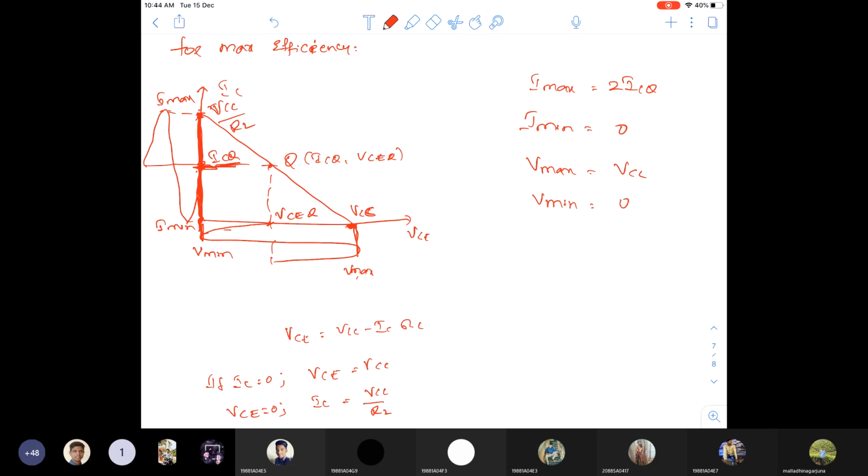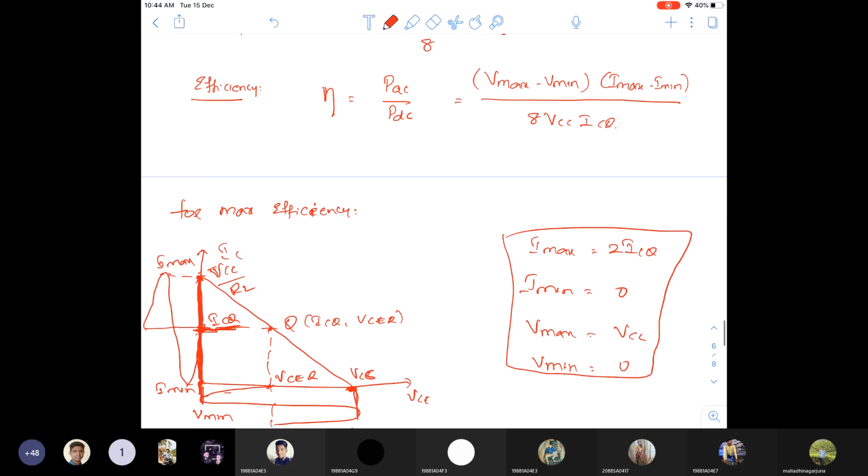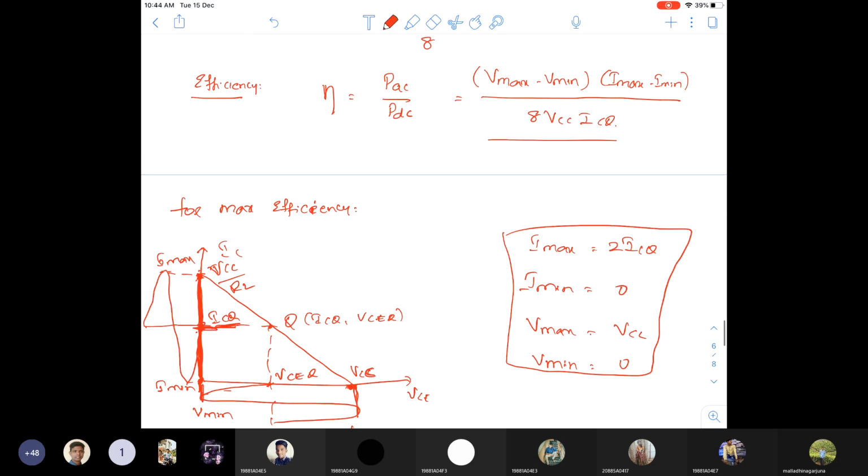Okay, so this is for maximum efficiency. These are the 4 things. Now we substitute these 4 parameters in this equation. What will we get now?